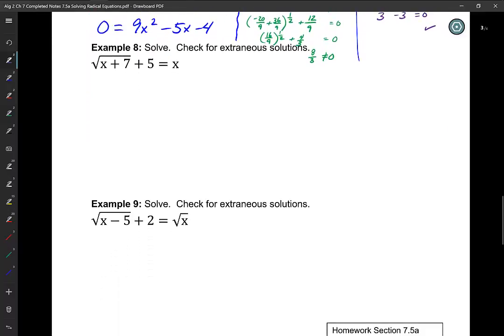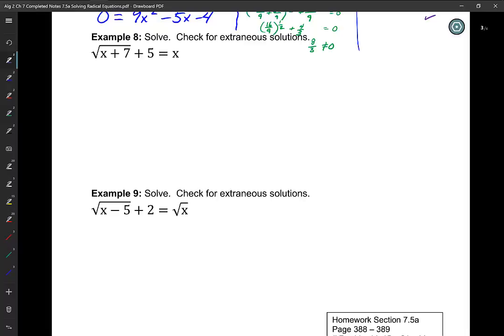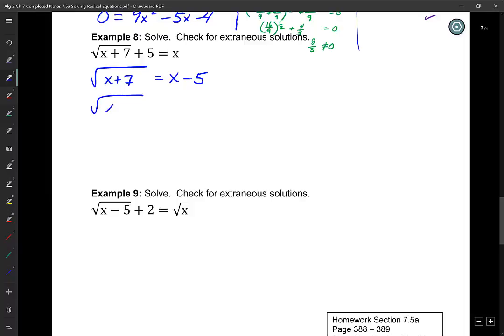Let's look at example 8. Here we have a square root plus 5 equals x. I'm sure by now you're realizing that we need to isolate that square root. That's going to give us x minus 5. I'm now going to square both sides of the equation, and when I square both sides, we're going to get rid of that square root. So that's going to leave us with x plus 7 on the left. On the right, I'm going to have x squared minus 10x plus 25.